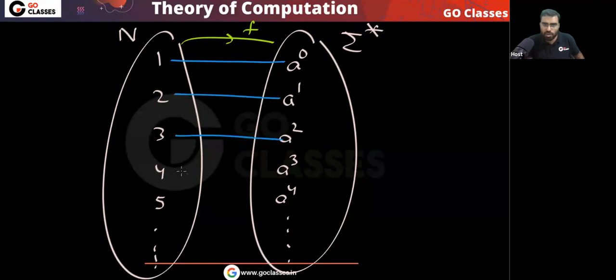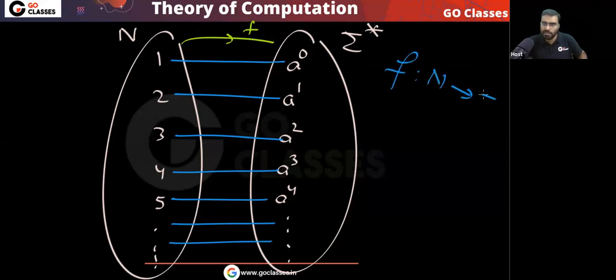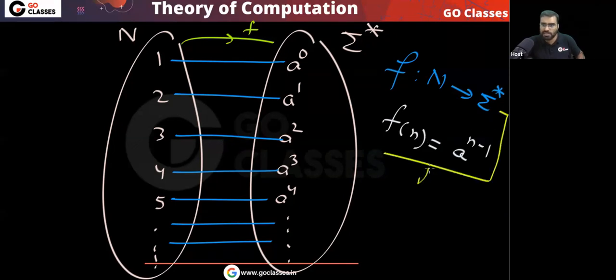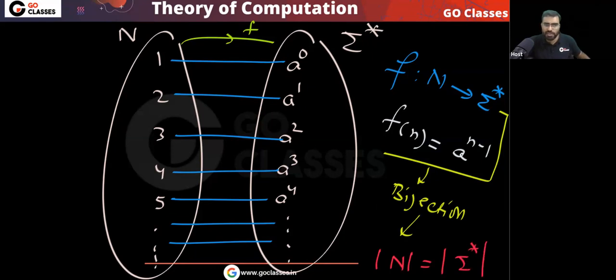Yes, consider this 1-to-1 correspondence from N to sigma star. F of n is A power n minus 1. You can check this is a bijection. And because this is a bijection, the size of N is the same as the size of sigma star. So sigma star is countable.